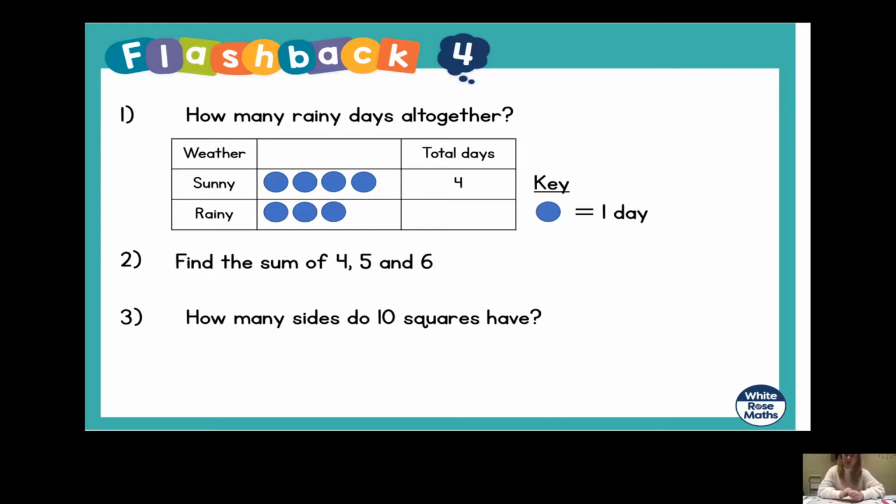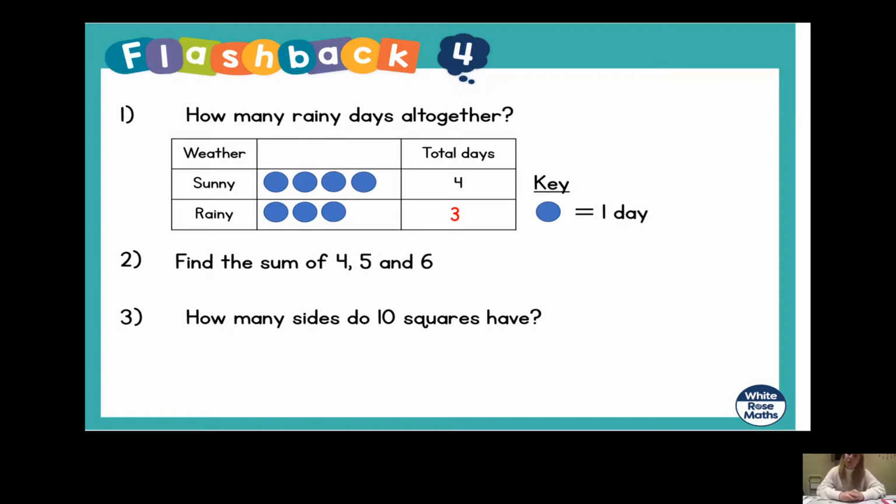Okay, so let's go through the answers together. Well, number 1, I can see on the key that one circle represents one day. Now, how many circles are there next to rainy days? Well, there are 3 circles. So if one circle represents one day, 3 circles is going to represent 3 days.